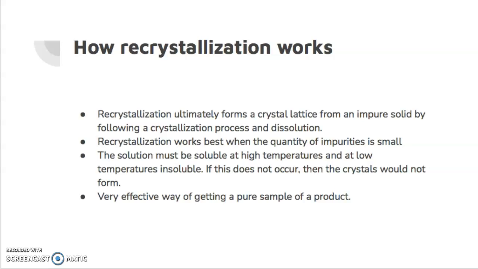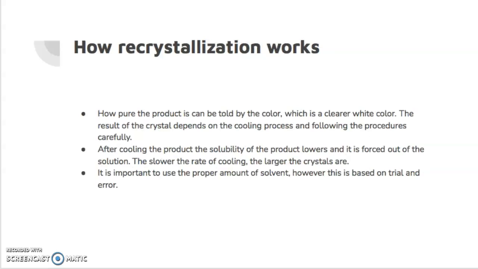Recrystallization works best when the quantity of impurities is small, and the solution must be soluble at high temperatures and insoluble at low temperatures, and if it doesn't occur, then the crystals won't form. It is also a very effective way of getting a pure sample of a product. How pure the product is can be told by the color, which is a clearer white color, and the result of the crystal depends on the cooling process and following the procedures very carefully.